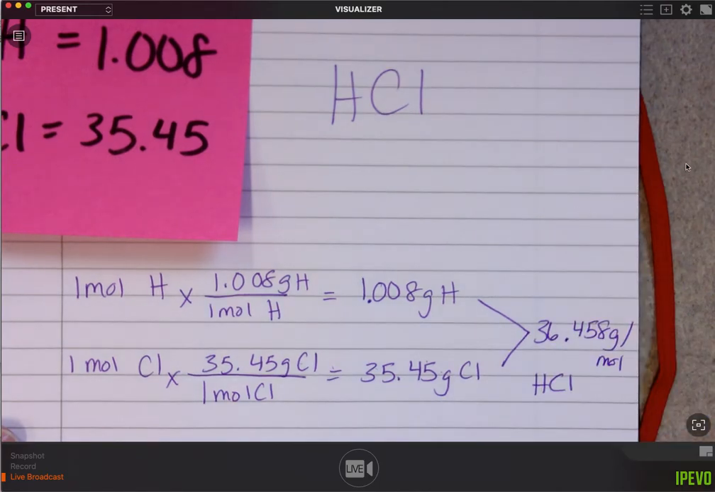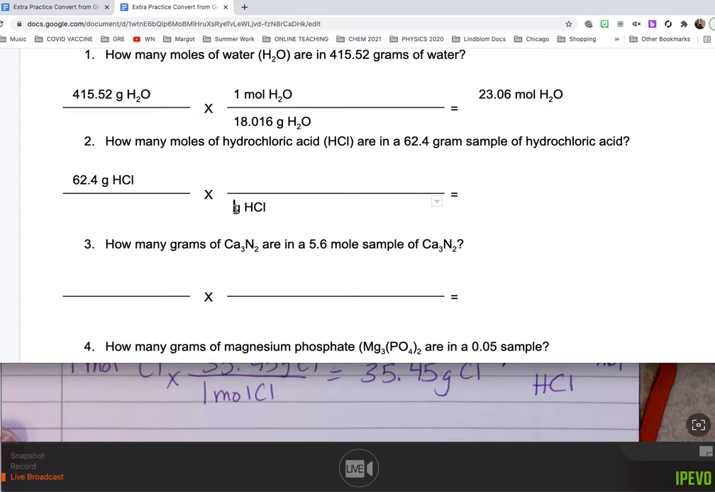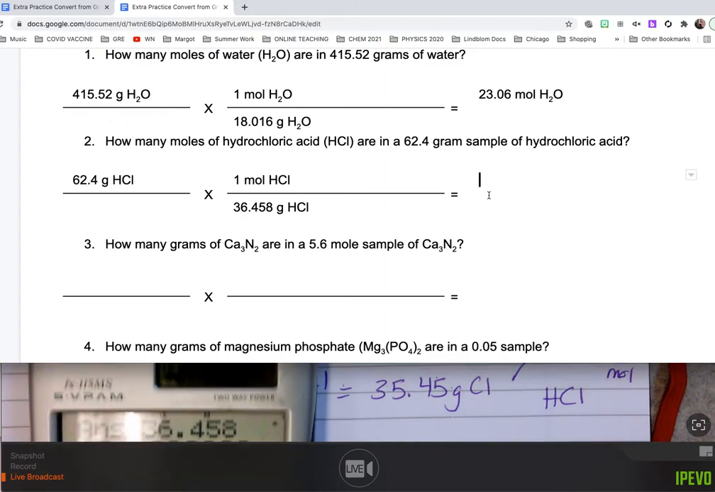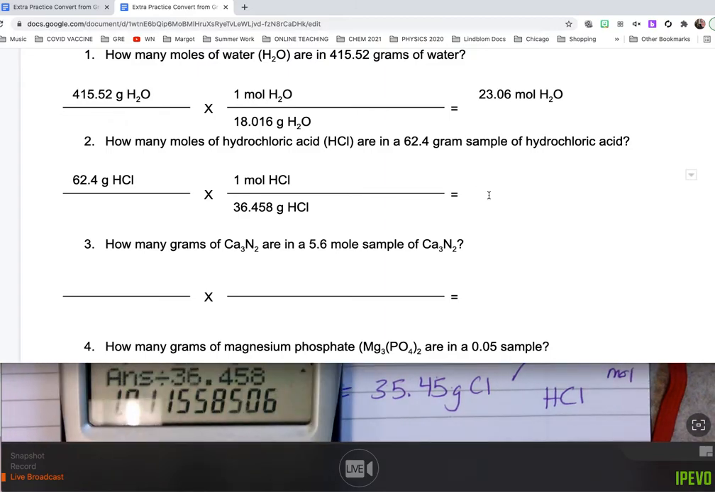So I'm going to come back here, and that's the number I put here. 36.458 grams of hydrochloric acid is equal to 1 mole of hydrochloric acid. And then again, I'm just going to solve this out. So 62.4 times 1 divided by 36.458. And again, I'm just going to show what my calculator says down here at the bottom.